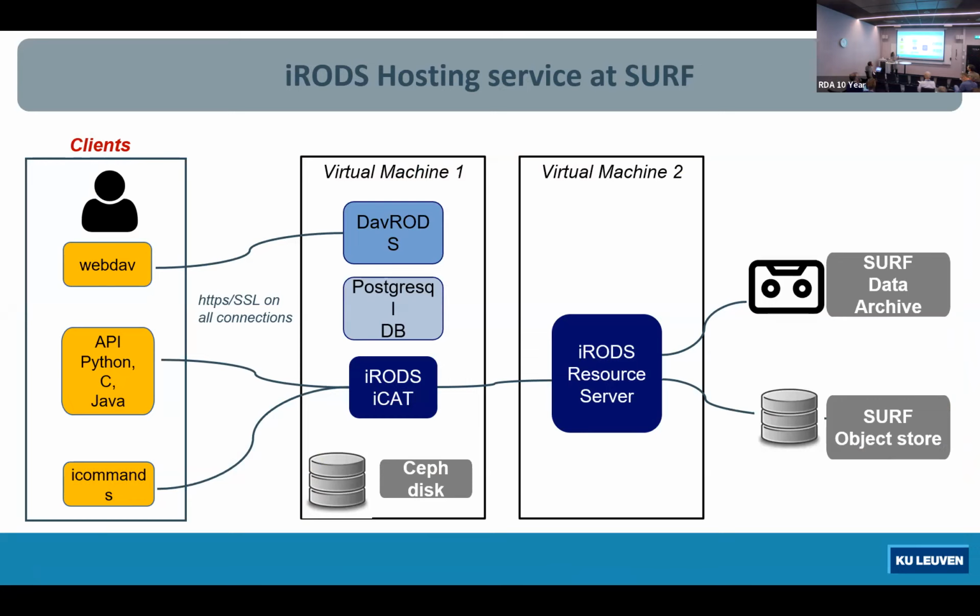So the different components of iRODS are spread across 2 virtual machines, and they sit on SURF's own OpenStack cloud infrastructure. And from a user perspective, there are 3 different storage resources that are available. One is Ceph, which also provides the block storage for the cloud infrastructure. And then the other 2 that you see there, these are also standalone resource storage services at SURF. One is the object store, and the third one, the data archive, which also gives the tape backend.